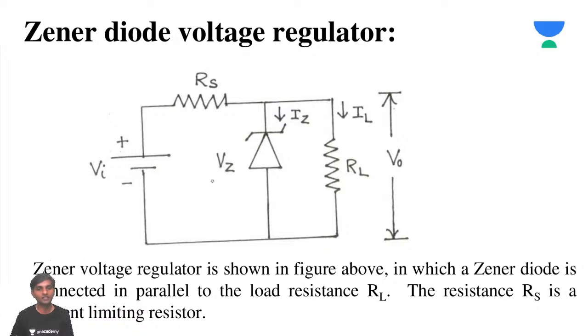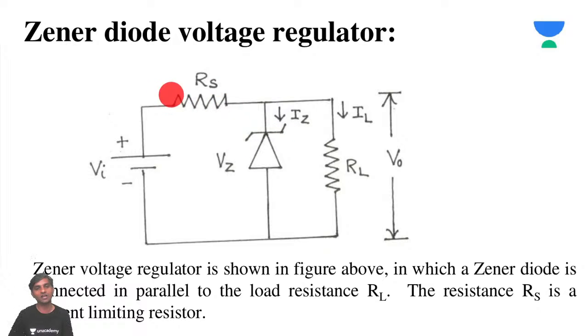You can see this diagram where the Zener voltage regulator is shown, in which the Zener diode is connected in parallel to the load resistance RL. This load resistance RL and the Zener are in parallel. The resistance RS is a current limiting resistor. It is called a current limiting resistor.